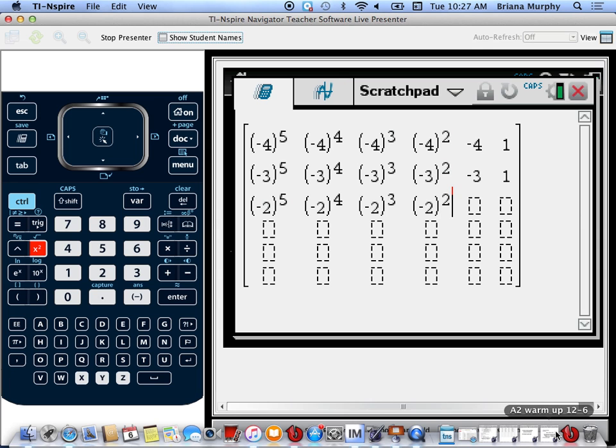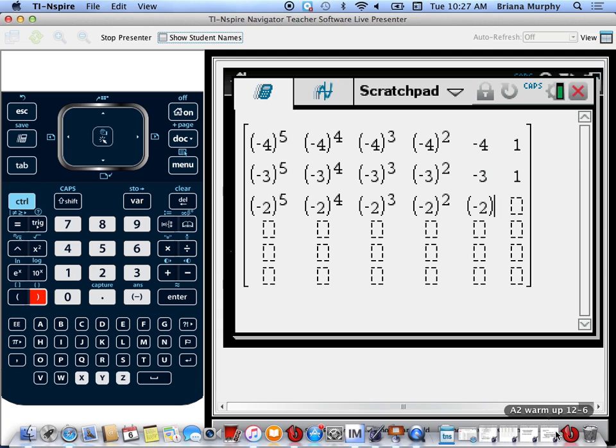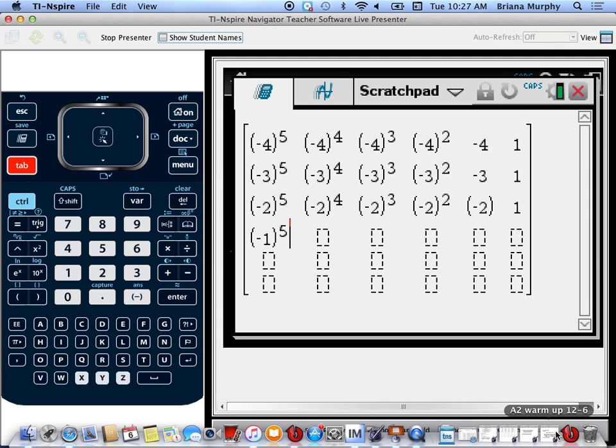Negative 2 squared. Negative 2 and 1. Then I'm going to put negative 1 to the 5th, negative 1 to the 4th, negative 1 to the 3rd, negative 1 squared, negative 1, 1. And then an extra positive, so you don't technically have to have parentheses around them.